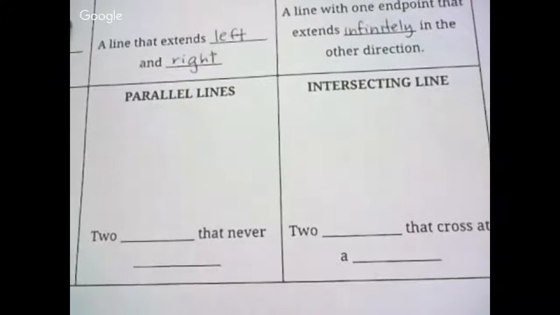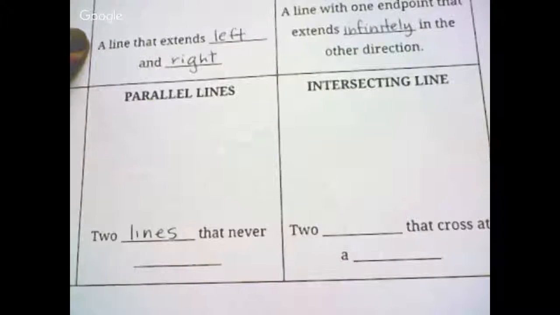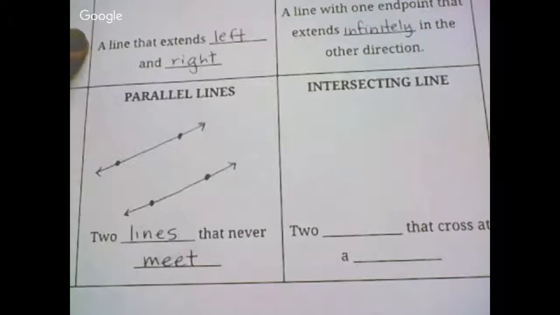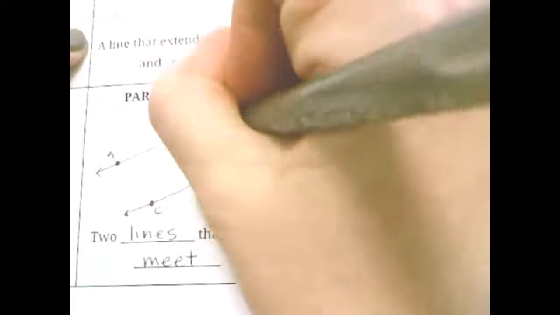Now going back to lines, I have 2 kinds of lines I could have. Parallel lines are 2 lines that never meet, so they never intersect, they never cross. So I have 1 line and then another line, and these will never cross. Let's call this line AB, and we'll call this one CD. We would say that line AB is parallel to CD.